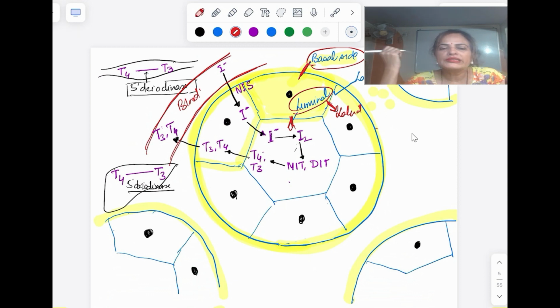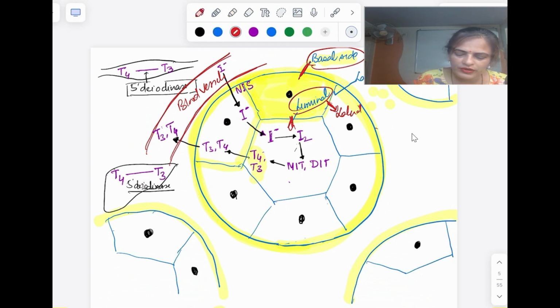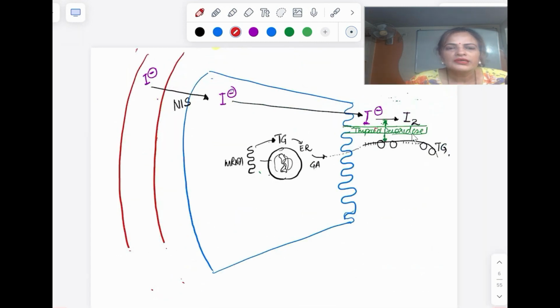Now, what raw material do we need for the synthesis of T3 and T4? Let's see another bigger picture where I will be focusing on this single cell, this luminal cell will be focused mainly. So in the next figure, this is a single follicular cell.